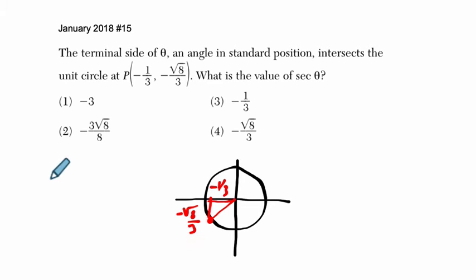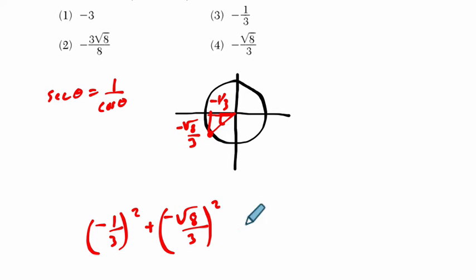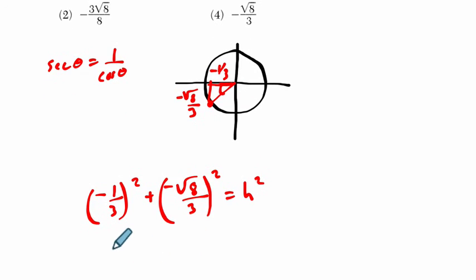Now the secant of theta is 1/cosine. It's the reciprocal of the cosine. And the cosine of theta is adjacent over hypotenuse. This side over the hypotenuse. So let's find the hypotenuse by using the Pythagorean theorem. We have (-1/3) squared plus (-√8/3) squared. We're squaring those two sides, and that'll equal h squared, the hypotenuse squared.